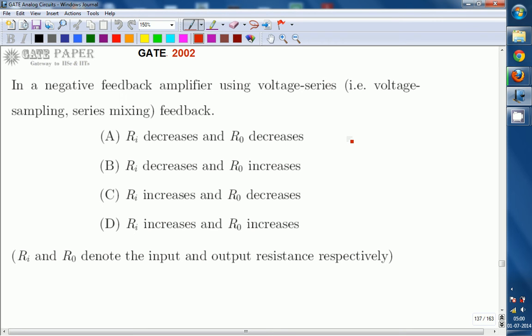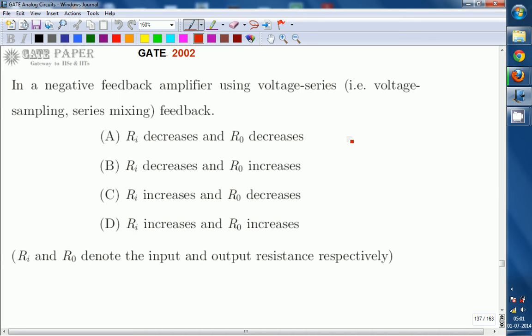First of all, we should know the difference between an amplifier and a feedback amplifier. An amplifier without feedback is called a basic amplifier. An amplifier with feedback is called a feedback amplifier. Feedback is a process of taking a sample of the output signal and mixing it with the input signal at the input side, such that the effective input signal is modified to improve the performance of the amplifier.